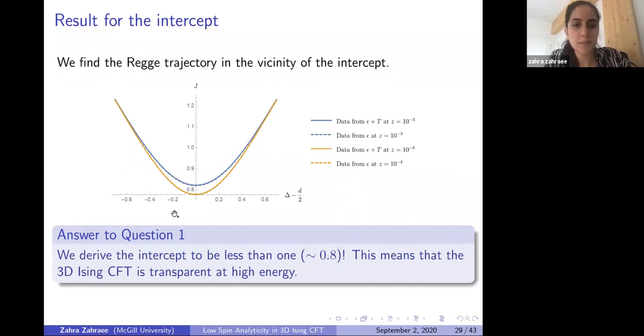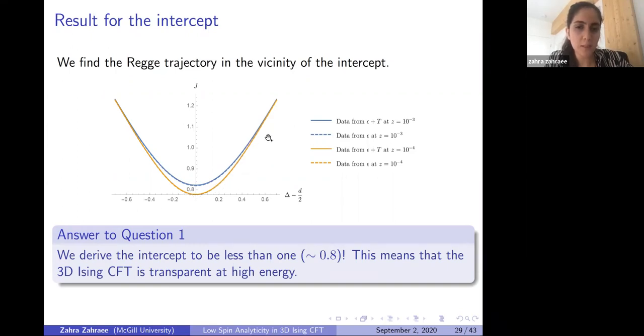So the result for the intercept is plotted here. We compared data from only exchanging epsilon and identity to epsilon, identity and T. We see that the two curves differ from each other by this amount. We call this the error of our analysis. However, what is clear from our analysis is that the intercept is below 1.